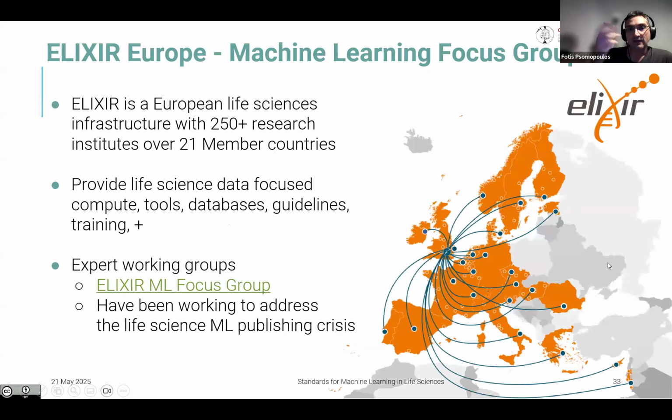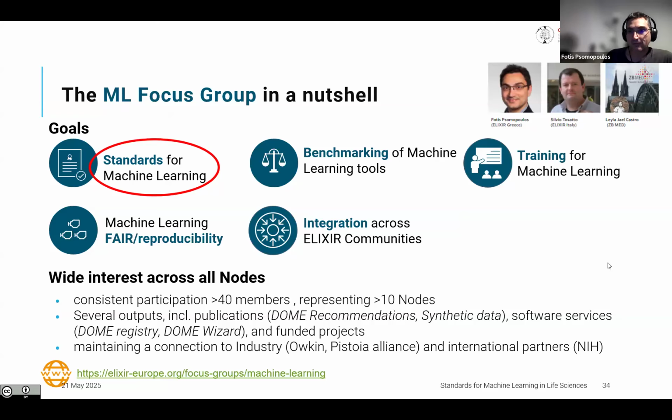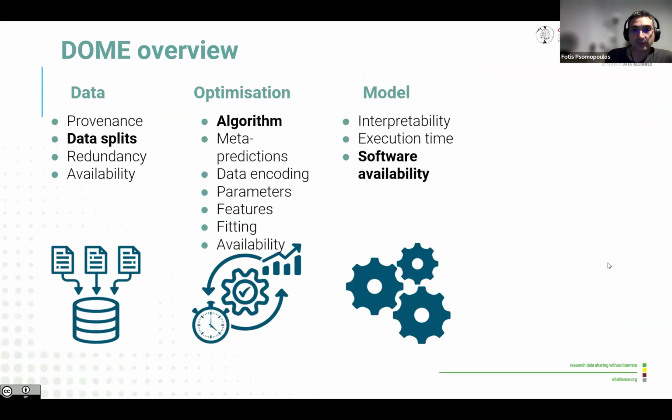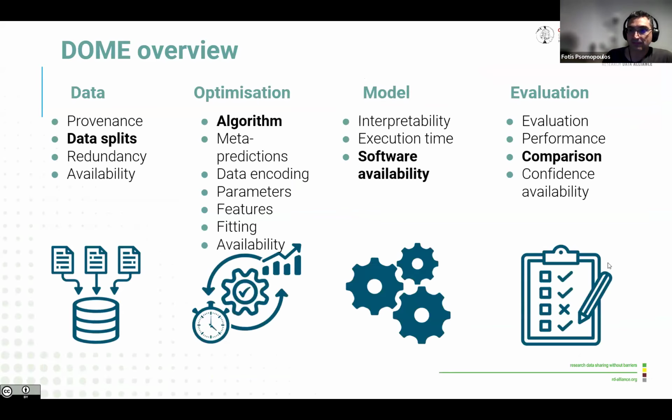It's like, take it. So for this reason, the ELIXIR infrastructure, and this is a quick slide about the infrastructure itself, put together an activity under the machine learning focus group trying to address this particular challenge. This is the focus group. I'm happy to be one of these colleagues, and there are more than 100 members right now. One of the outputs was the DOME recommendations, almost 4 years ago now, which is a set of recommendations for supervised learning, specifically to include standardization. What I want to emphasize is that they are pretty much self-explanatory.